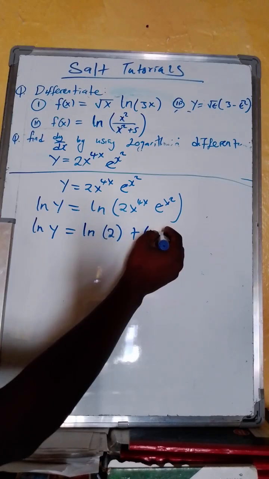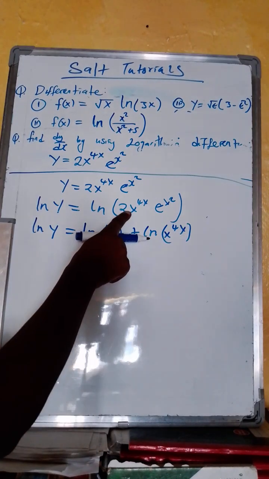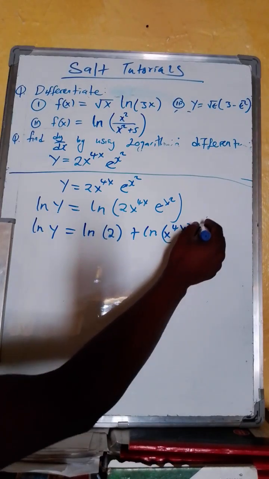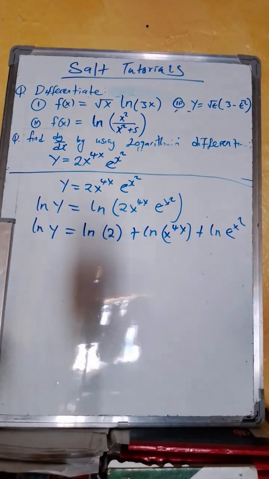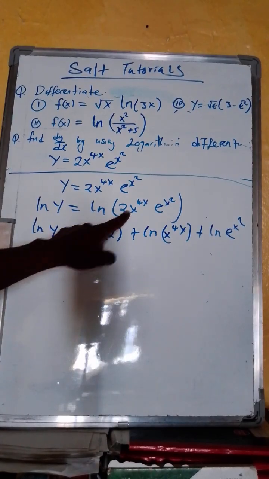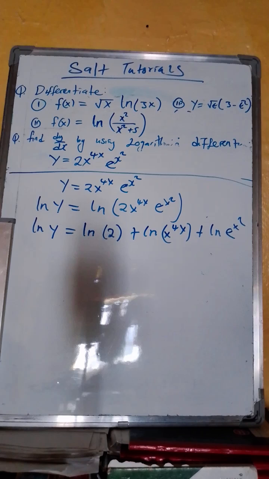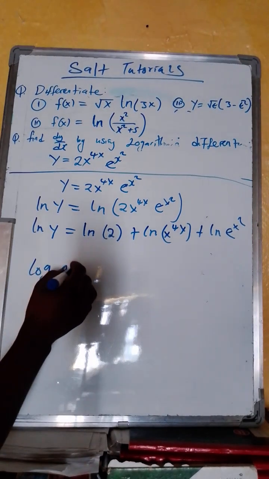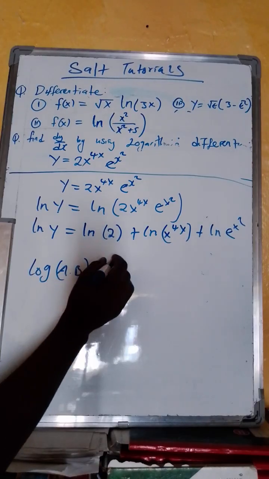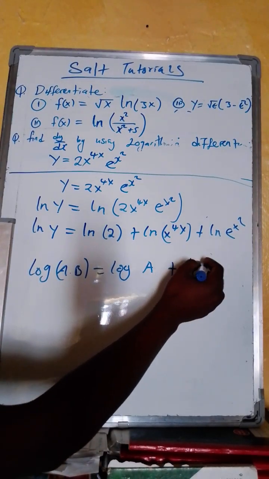which is x power 4x. There's a multiplication here, there's a multiplication here, plus natural log of e power x squared. Multiplication rule, if there's a times, it leads to a plus. I'm sure you can remember this property. Log of a times b leads to log a plus log b.